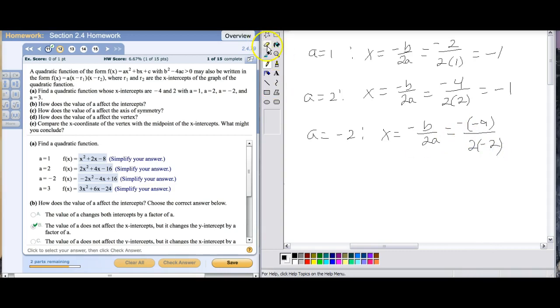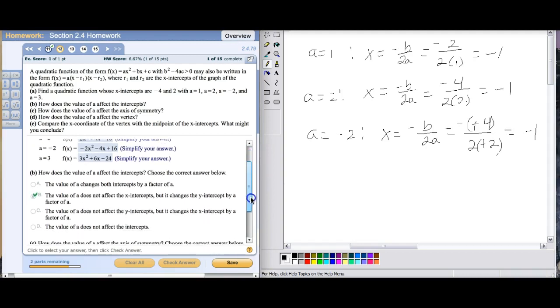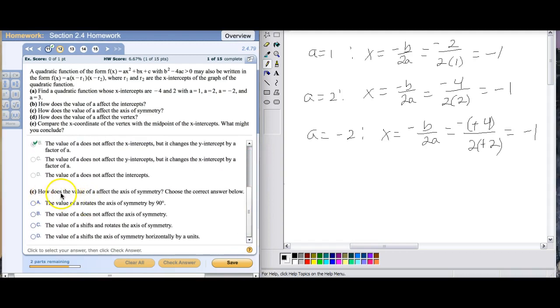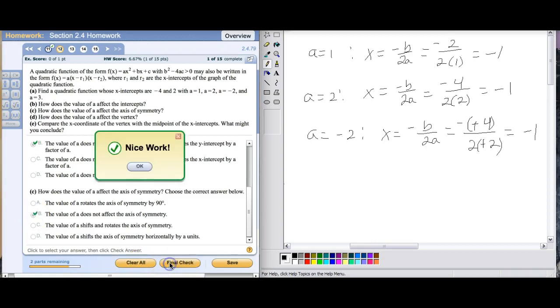And so, cleaning up this particular 4 here, you see that negative divided by negative is positive, and 2 times 2 is 4, so we still end up with negative 1. You'll see the same kind of thing going on if A is equal to 3 here. So the answer to this next question, how does the value of A affect the axis of symmetry? A does not affect it at all.